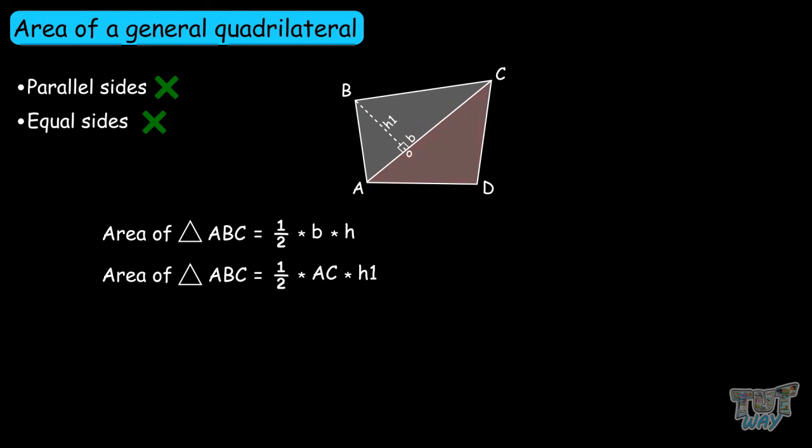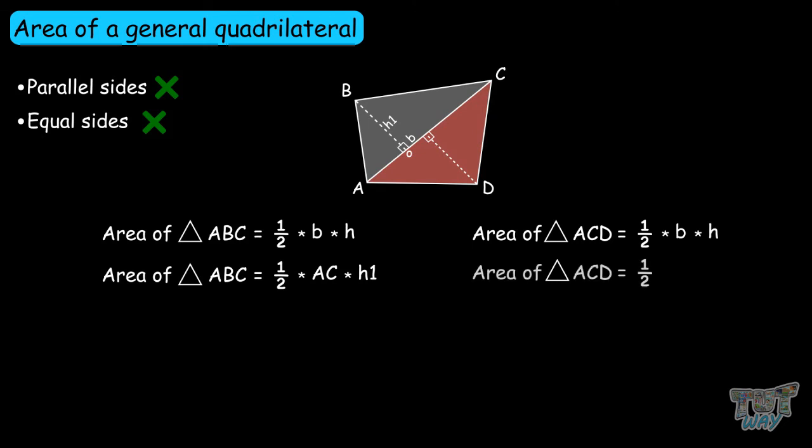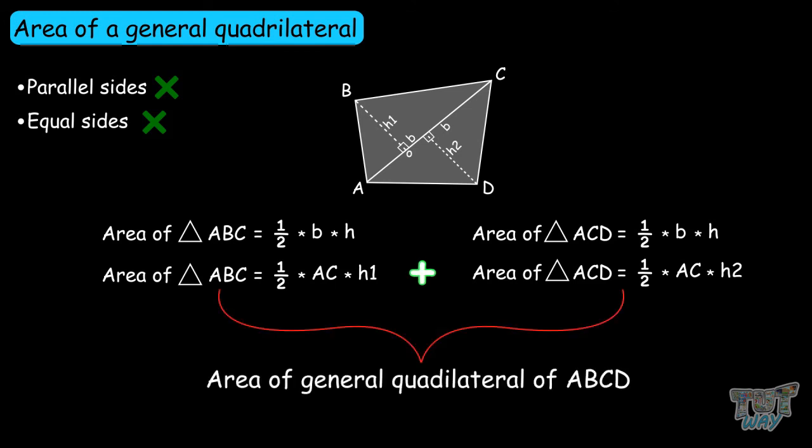Similarly, for triangle ACD, you will draw a perpendicular from point D to the base AC, and you will find the area of this triangle with the formula half multiplied by base times height, where your base is AC and the height is H2. So you will need to know the length of H1 and H2 and the length of diagonal AC to find out the area of these two triangles. And the areas of these two triangles will sum up to form the area of the quadrilateral.